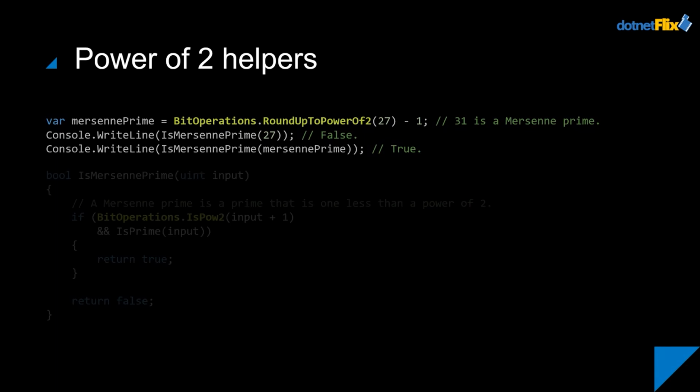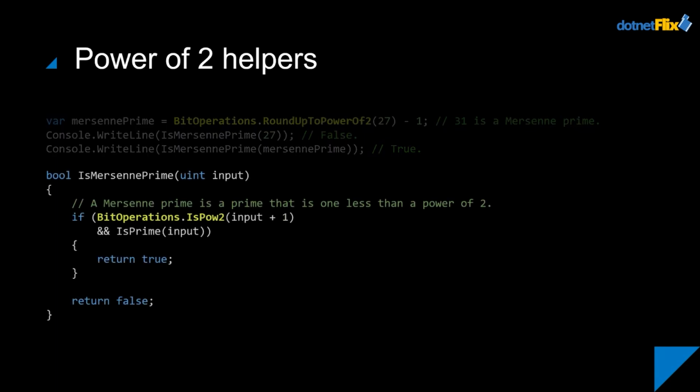If I subtract 1 from 32, I get 31, and that is a Mersenne prime. So I've also created this Boolean method, IsMersennePrime, to check if the value that you enter is a Mersenne prime, in which I use the other new power of 2 helper, which is BitOperations.IsPow2. And it will return true or false depending on if the value that you enter is a power of 2.